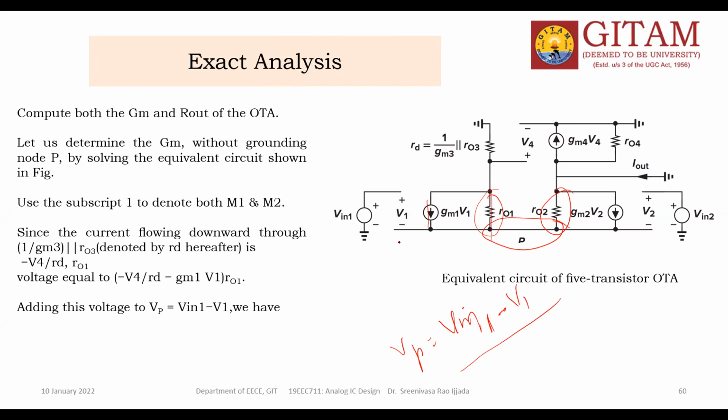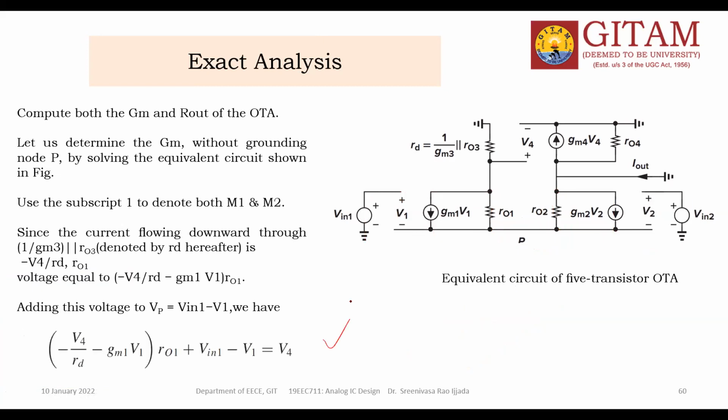Since all are parallel, VP is equal to Vin1 minus V1. Or from this side, VP is equal to Vin2 minus V2. Already I told you, both can be written as 1. So now the VP value is minus V4 by RD minus GM1 into V1 into R01, that is the drop across this fellow, plus the drop across this fellow, which you can write as Vin1 minus V1. So it is equal to V4.